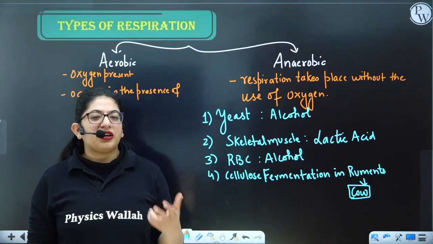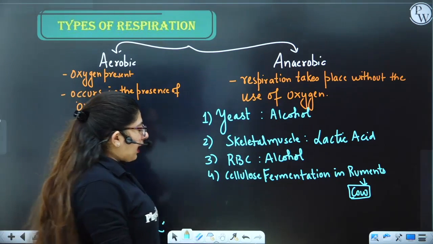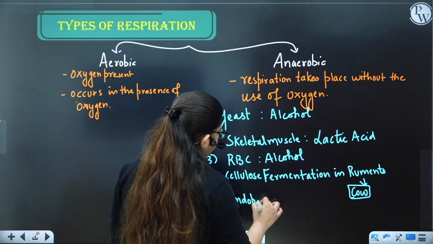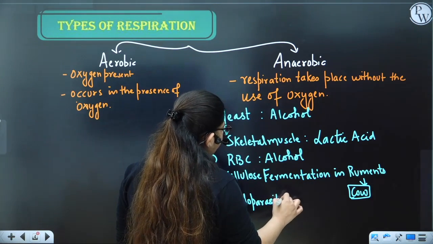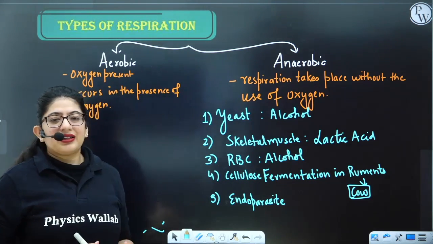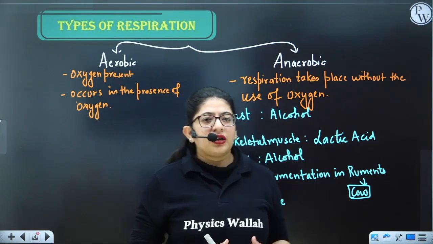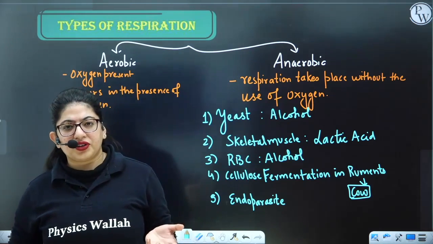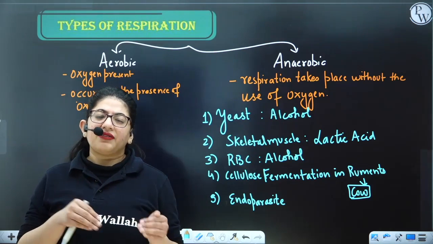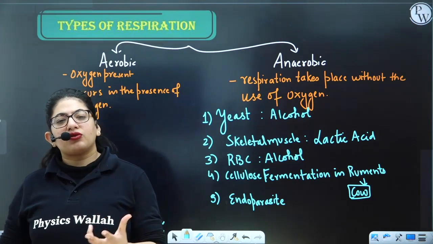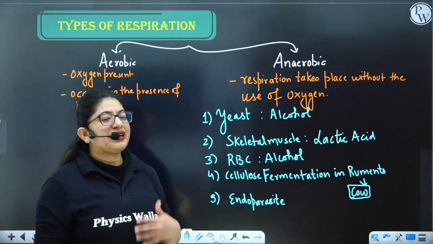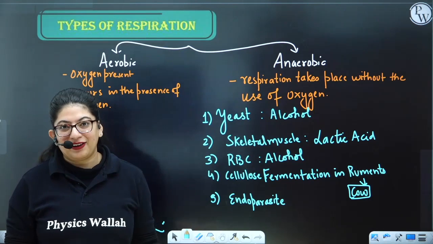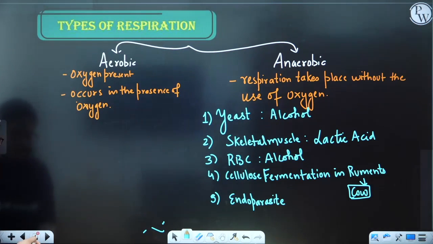Apart from this, let me tell you one more example, and that is endoparasites, like tapeworm inside your intestine, like Ascaris. There in the intestine there is less oxygen or no oxygen, and these parasites live inside that only, so they have to respire anaerobically. So endoparasites like tapeworm and Ascaris live in the intestine, so they respire anaerobically. All right, so this was a type of respiration.